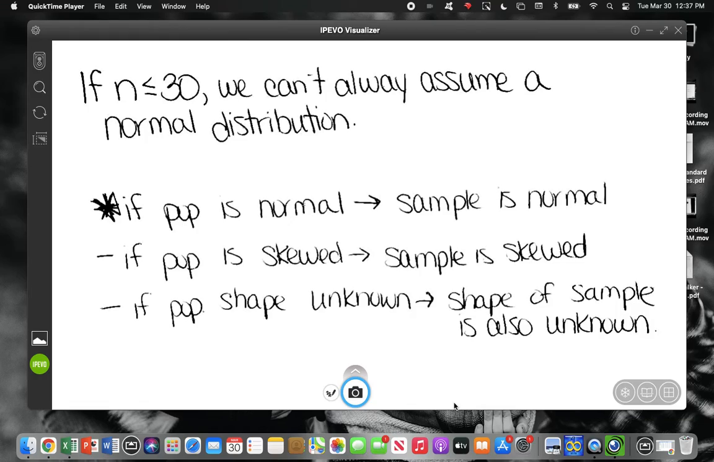Now, we wrote this yesterday, but it's on there again. The only one we can actually do work for on a small sample size is if they tell you that the population's normal.